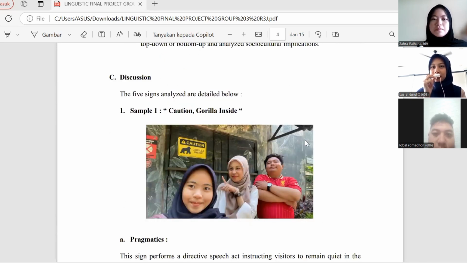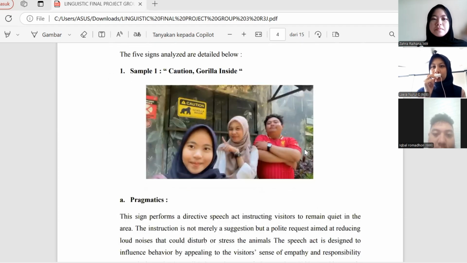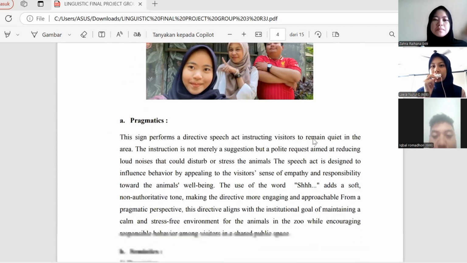Discussion. The 5 signs analyzed are detailed below. Number 1, sample 1: Caution, gorilla inside. A. Pragmatics. The sign performs a directive speech act instructing visitors to remain quiet in the area.